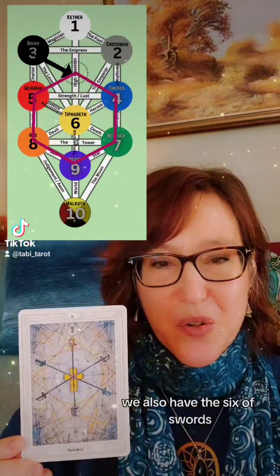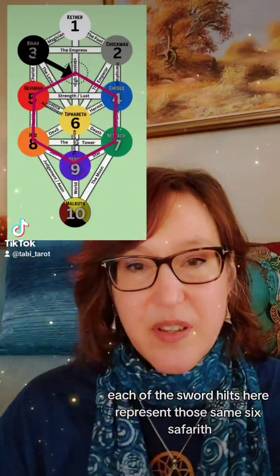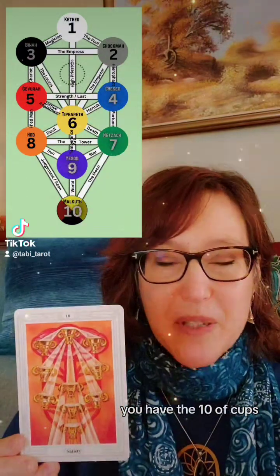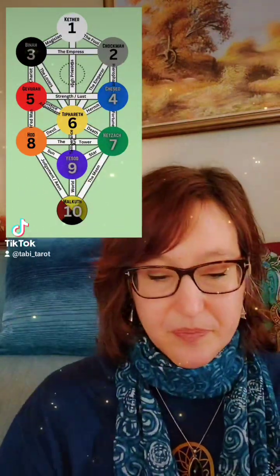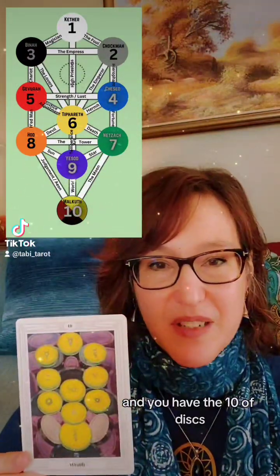We also have the 6 of Swords. Each of the sword hilts here represent those same 6 Sephiroth. But it's really clear when you get to the 10s. You have the 10 of Cups. This looks like the Tree of Life. You have the 10 of Swords. And you have the 10 of Discs.